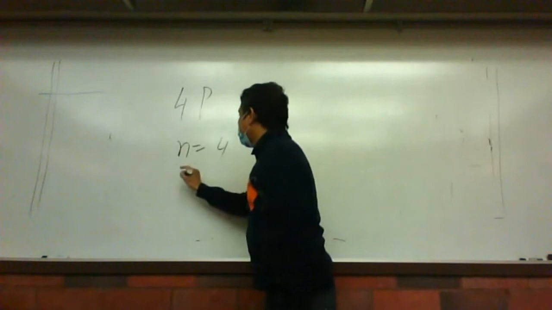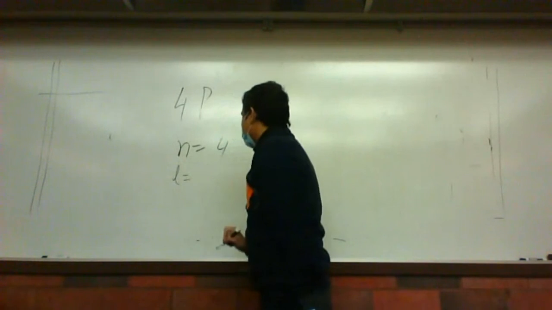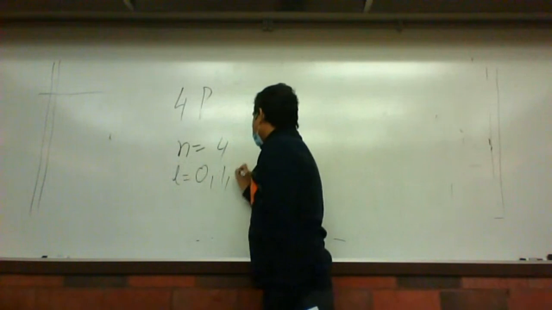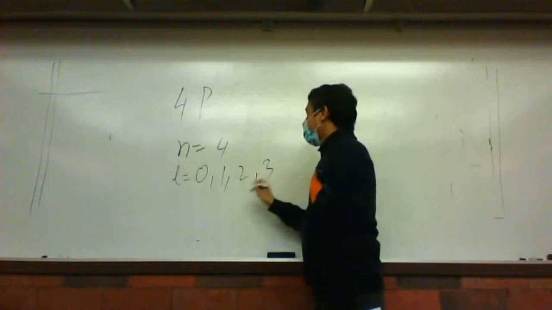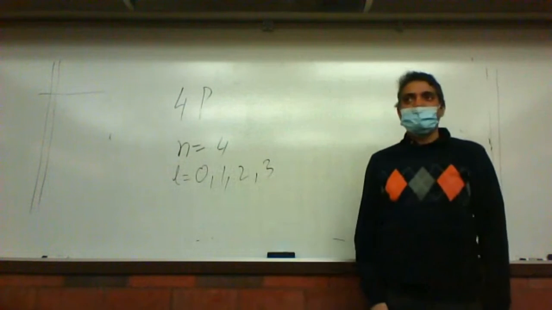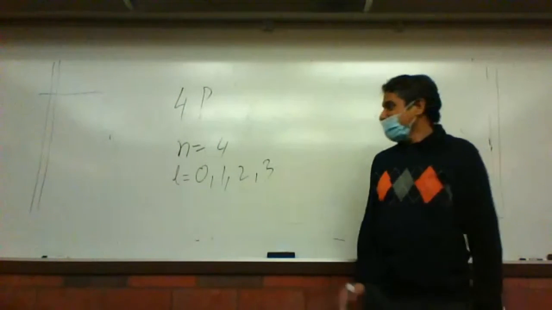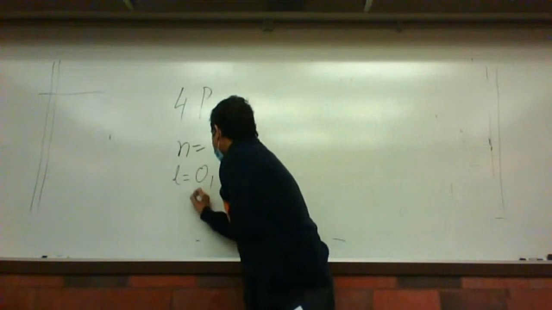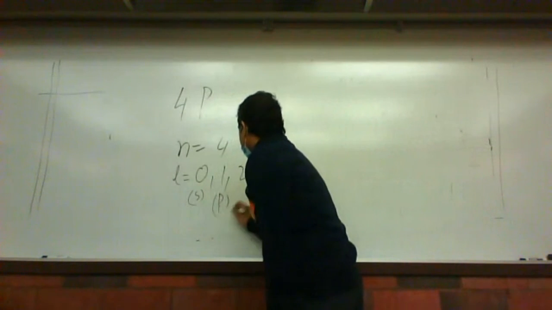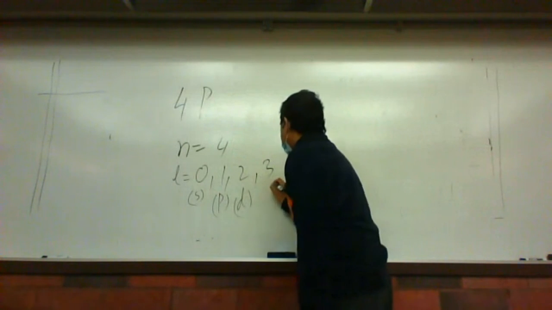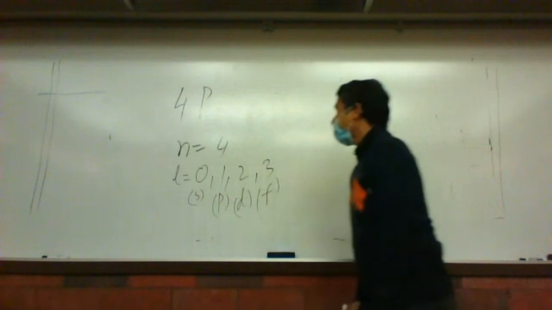Now what are the values of L? We should start from 0: 0, 1, 2, and 3. We should not go up to 4. 0, 1, 2, 3, right? And you give the names: this is S, this is P, this is D, this is F.